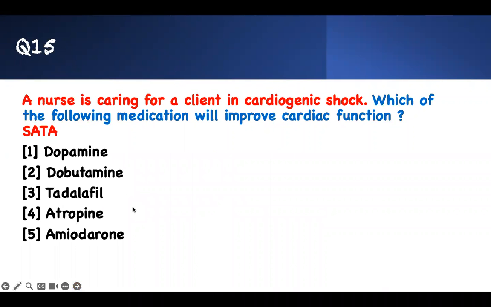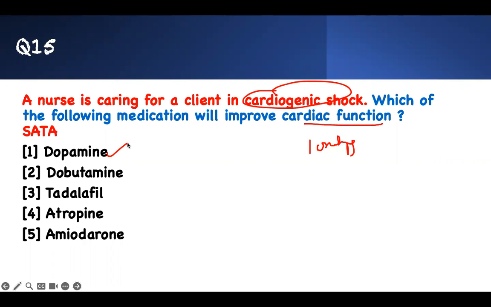Select or apply. A nurse is caring for a client in cardiogenic shock. Which of the following medications will improve cardiac function? Pay attention. I'm in shock. We're improving cardiac function. You need inotropes. Which of these is an inotrope? It's a no-brainer, right? This is pharmacology, straightforward. I give you the problem. I told you what is needed. All you need to do is take the key words and rewrite them: cardiogenic shock, I need to improve cardiac function, therefore I need an inotrope.